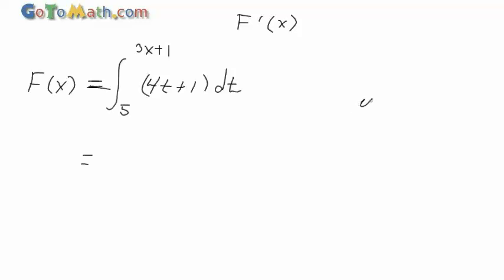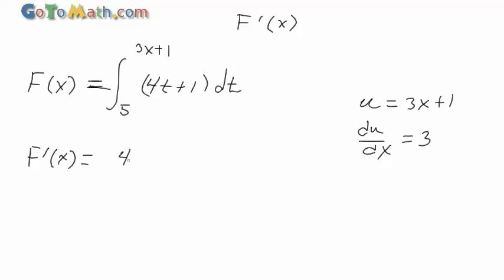Now remember, we let u equal 3x plus 1, and then we take the derivative, du over dx is equal to 3. That's it right there. And so now I'm going to write f prime of x. Anyway, I'm going to go ahead and rewrite. So we have 4t plus 1, and then times the derivative, and that's it.